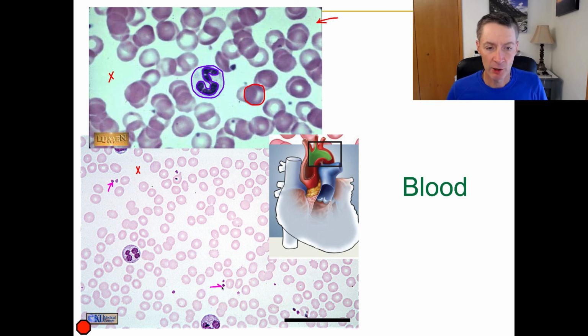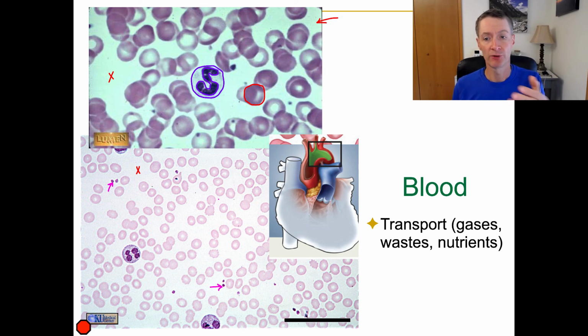Now, I'm not going to get carried away with all of the structures, white versus red versus platelets. For our purposes here, just a reminder, I would want you to be able to name this by sight. So when I see this, I want to be able to say that's blood. I want it to have a function. In this case, blood is going to transport things around the body, namely gases like oxygen and CO2, waste products, nutrients like blood sugar, and other things. So there's a transport function to blood.